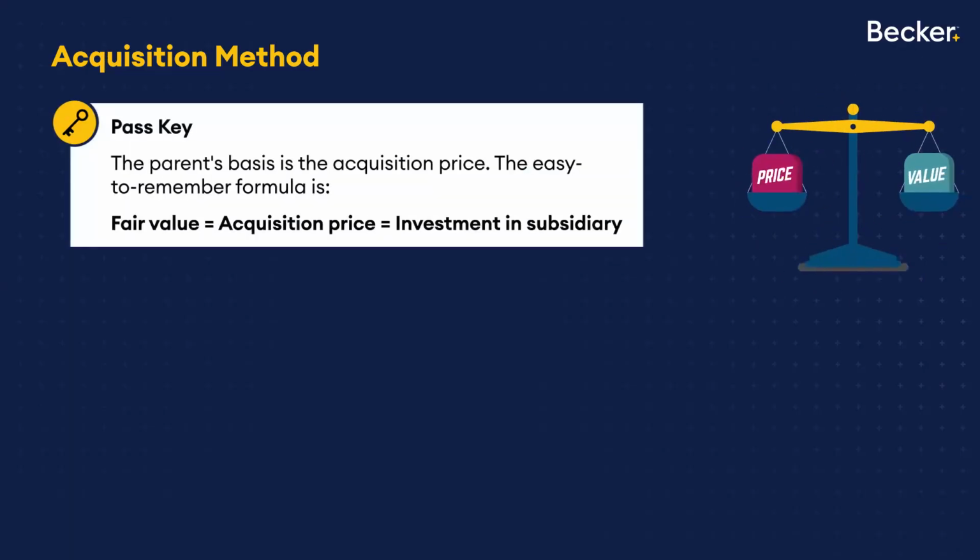Here's the thing to remember. The parent's basis in the subsidiary is the acquisition price. A different way to think about it is that the fair value of what you bought is what you should have paid for it, and ultimately the value of your investment in what you bought. So those numbers are all basically synonymous.